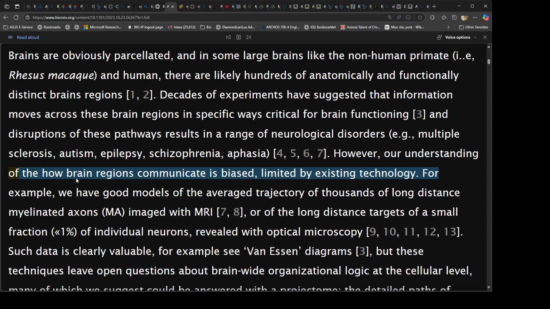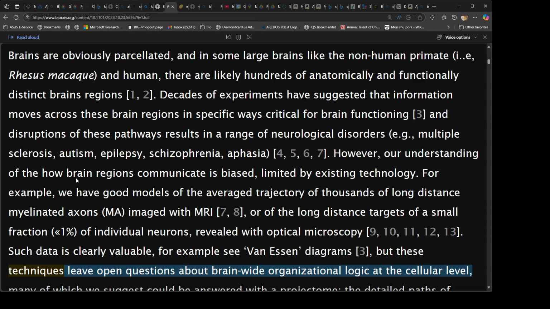However, our understanding of how brain regions communicate is biased, limited by existing technology. For example, we have good models of the average trajectory of thousands of long-distance myelinated axons, MA, imaged with MRI, 7, 8, or of the long-distance targets of a small fraction, 1%, of individual neurons, revealed with optical microscopy 9, 10, 11, 12, 13. Such data is clearly valuable, for example see Van Essen diagrams.